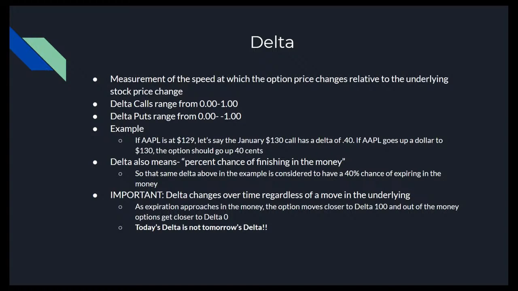Okay? So delta changes over time regardless of a move in the underlying. As the expiration approaches, in the money options move closer to delta 100 and out of the money options get closer to delta 0. So as you notice, when your contract is getting closer to the strike price, you're making a lot more money, right? Because your delta is increasing. And when your option contract is getting further out of the money, your delta is decreasing and losing value.